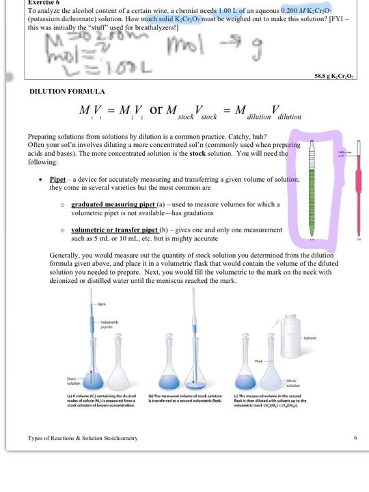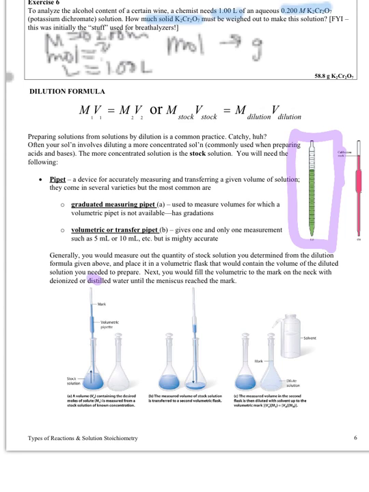A volumetric or transfer pipette can only measure one given amount, and it'll say what that amount is. Kind of like the volumetric flask can only measure one volume. Generally, you would measure out the quantity of stock solution you determine from the dilution formula given above. So similar to when you were creating a concentrated solution where you take the mass and you'd add it. Well, here we need to know how much of that original solution I need in order to create this new diluted solution. So we would place that into our volumetric flask.